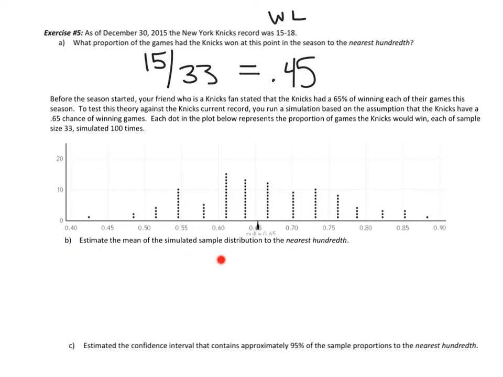So B says, estimate the mean of the sample distribution to the nearest hundredth. So where do you think the mean is on this dot plot here? Remember, whatever you pick, half of the data should be to the left, half should be to the right. It's kind of like this tipping point. So again, if I just have to ballpark it and guess it, I'm going to say someplace right around here. I would have half the data to the left, half the data to the right. So maybe I'm estimating the mean to be 0.65.